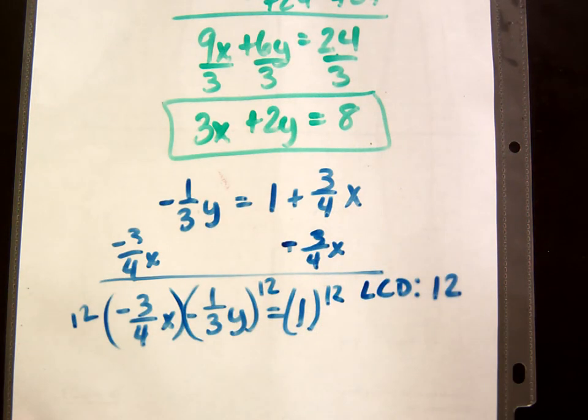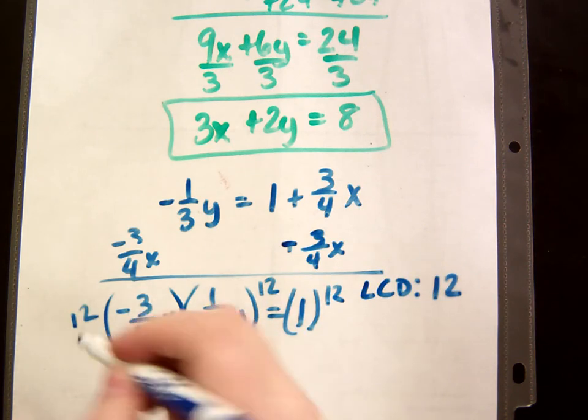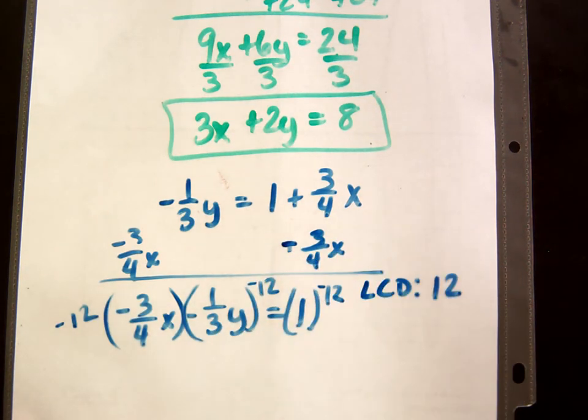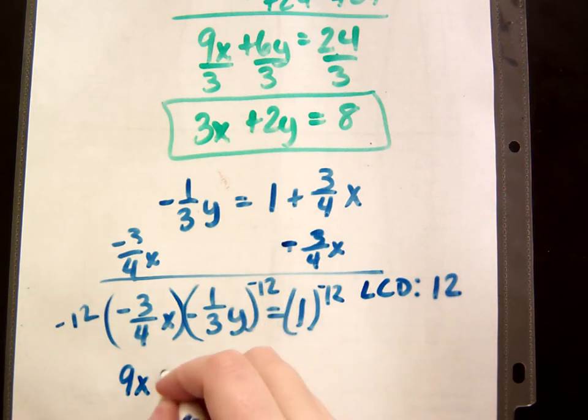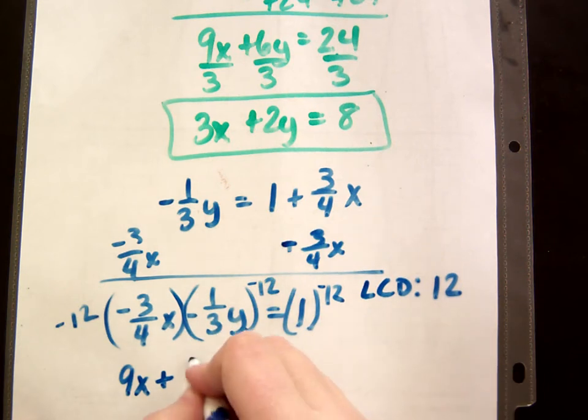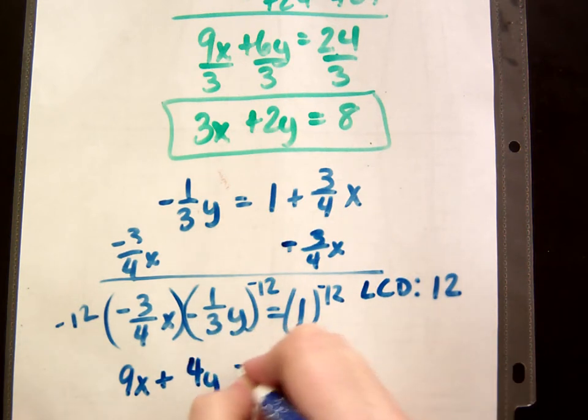But before I do that, one more thing. In order to make this positive, because I do need the x to be positive, I need to multiply by negative 12. So multiply everything by negative 12 instead of positive 12, and we'll be finished with the whole problem. So 12 times 3 is 36, divided by 4 is 9, so I get 9x. Right here I get positive, because negative times negative is positive, and 12 divided by 3 is 4y equals negative 12.